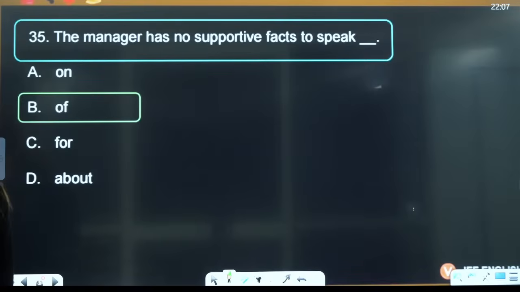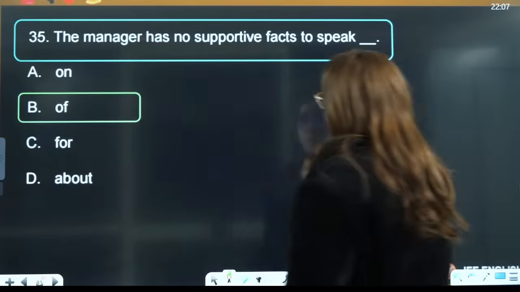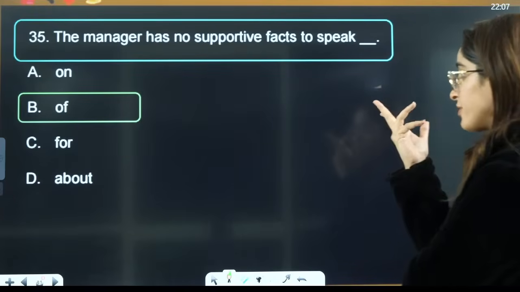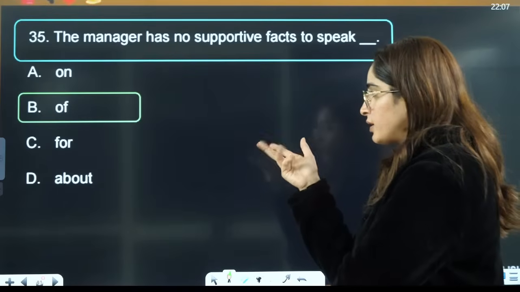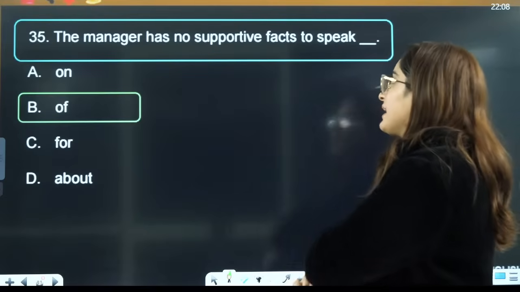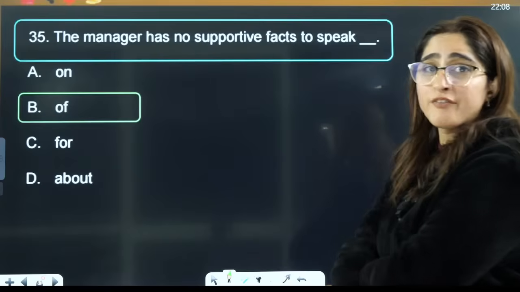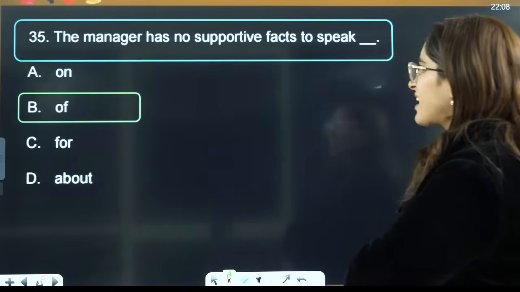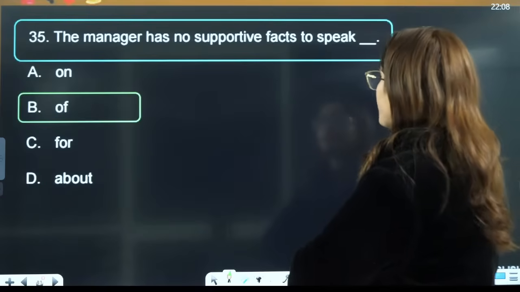I could see quite confusing answers here, huh? It's all confusing answers on the internet also. The manager has no supportive facts to speak of, to speak for, to speak about. Okay, let's see. I'll tell you what I genuinely feel. Because there are different answers given on the internet, these kinds of controversial questions will not be there, so we can neglect this.